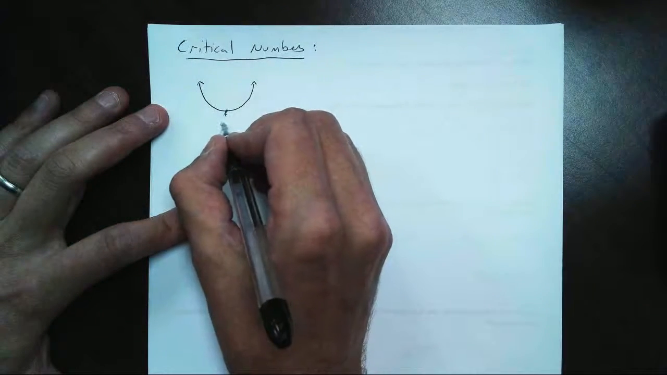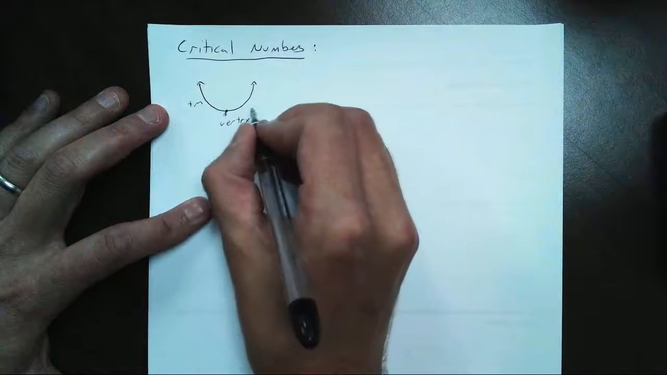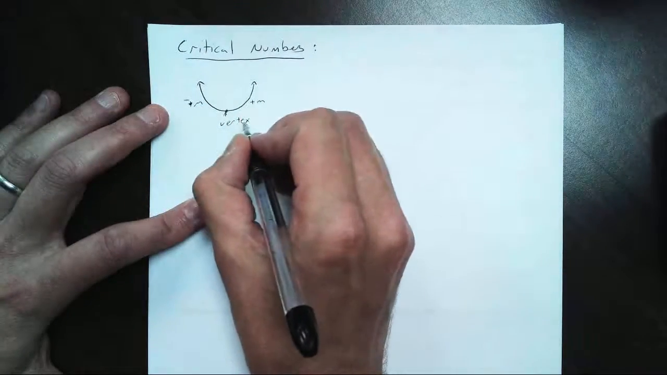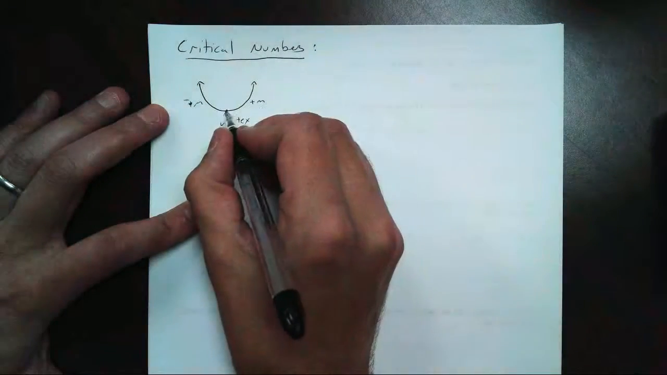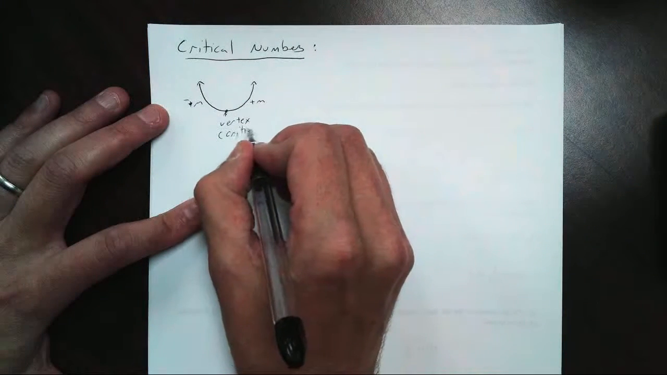At the vertex. And at the vertex, the slope is going from a negative slope to a positive slope. So where does that change occur? Down here. And that is called a critical number.